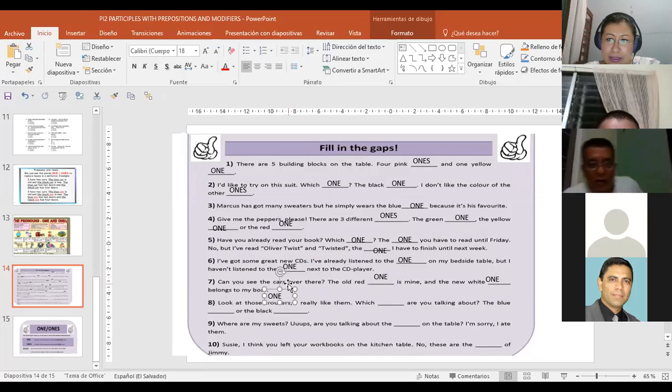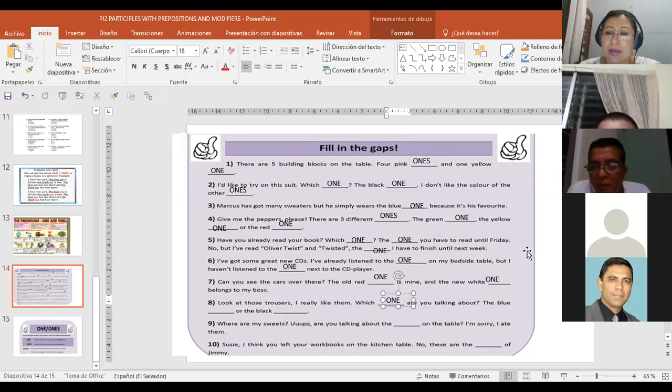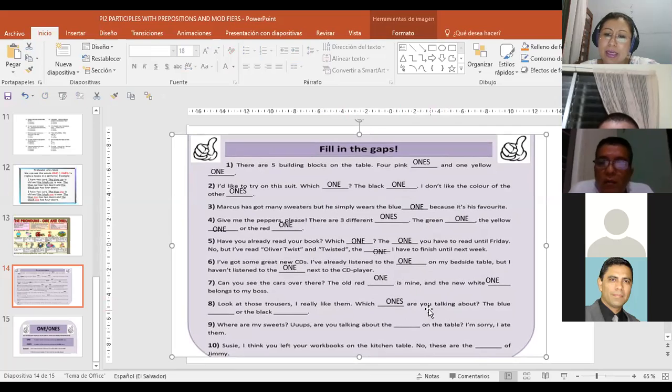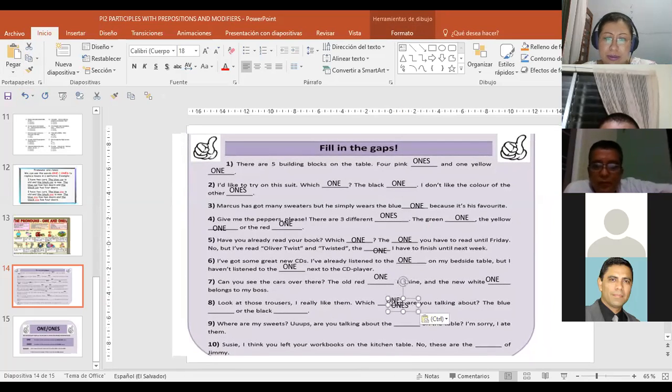Okay, go ahead. Look at those trousers. I really like them. Which ones are you talking about? Because you have here two keys that we are talking about, and then you say are. Yes, it's plural. Which ones are you talking about? Are you talking about the blue ones or the black ones?